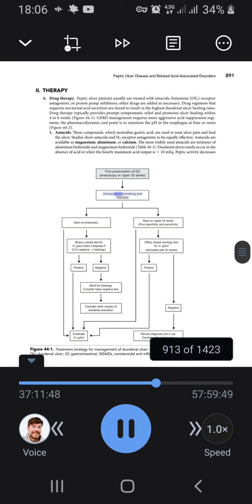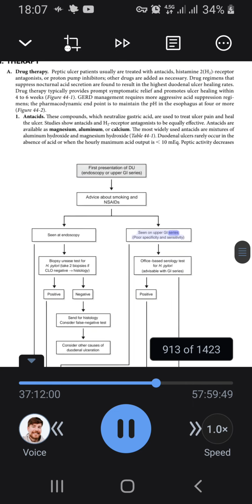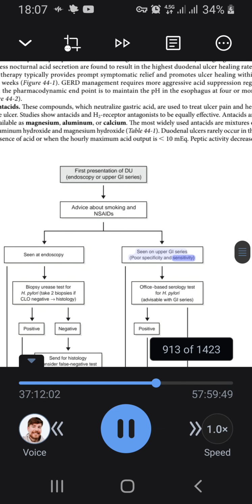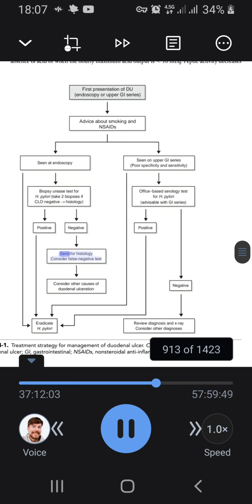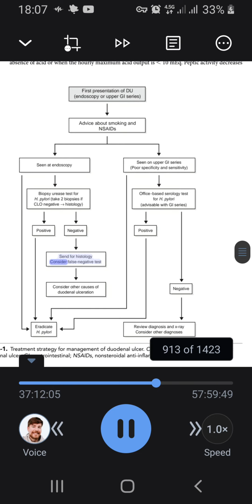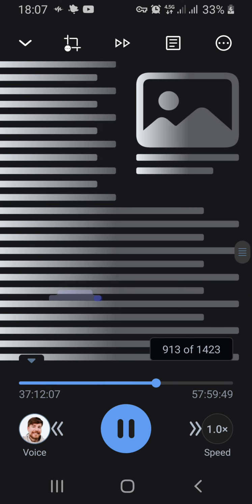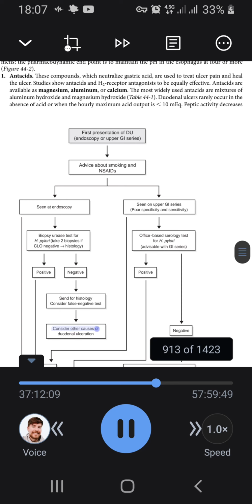Advice about smoking and NSAIDs. Seen at endoscopy: positive, negative. Biopsy urease test for H. pylori; take 2 biopsies if CLO negative, histology. Seen on upper GI series: poor specificity and sensitivity. Sent for histology; consider false negative test. Consider other causes of duodenal ulceration.